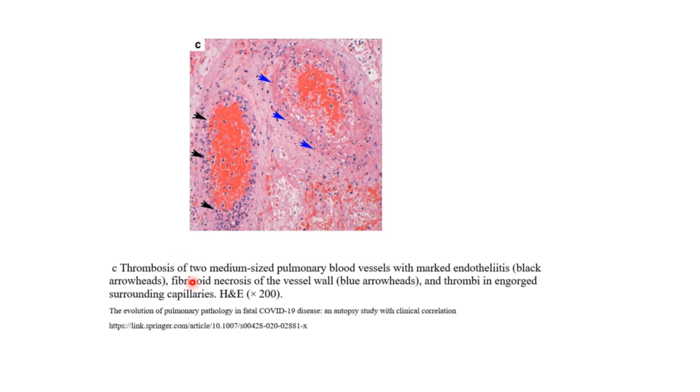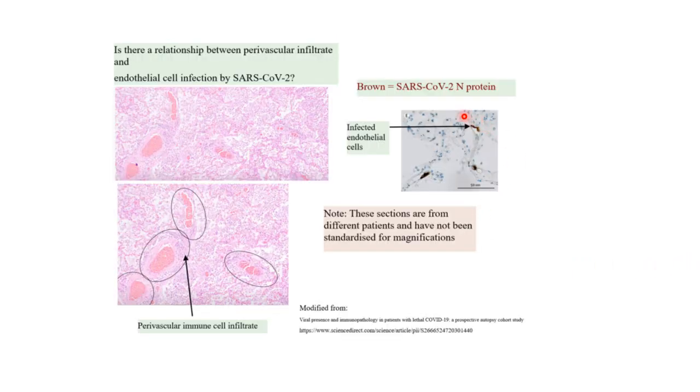This is taken from another paper: thrombosis of two medium-sized pulmonary blood vessels with marked endothelitis, fibrinoid necrosis of the vessel wall, and thrombi in engorged surrounding capillaries. So here it is, again, perivascular infiltration of immune cells. Please note that these slides are from different patients and they have not been standardized for magnification.